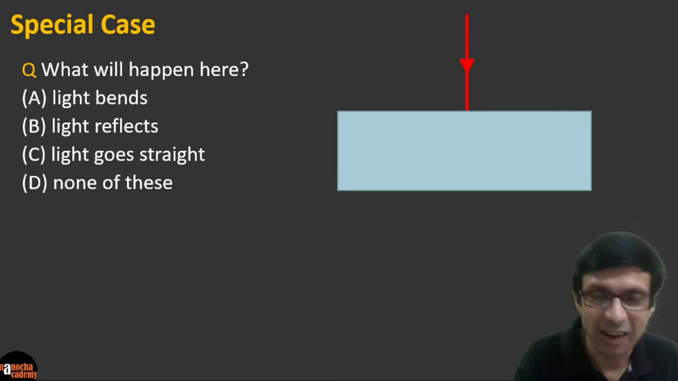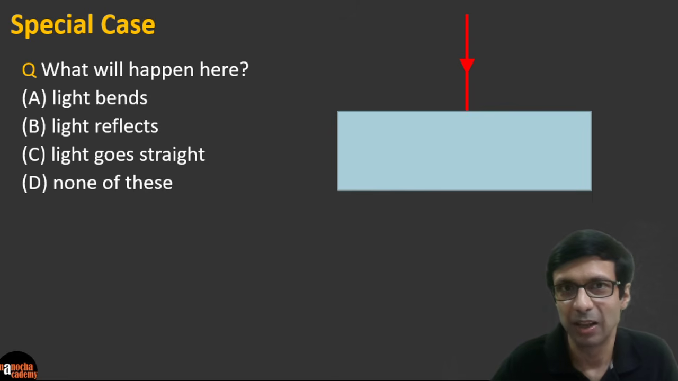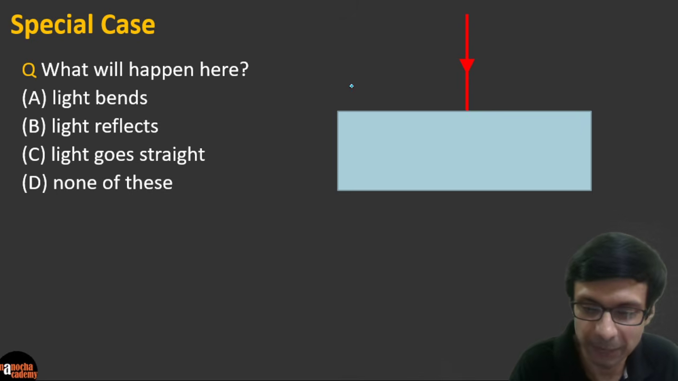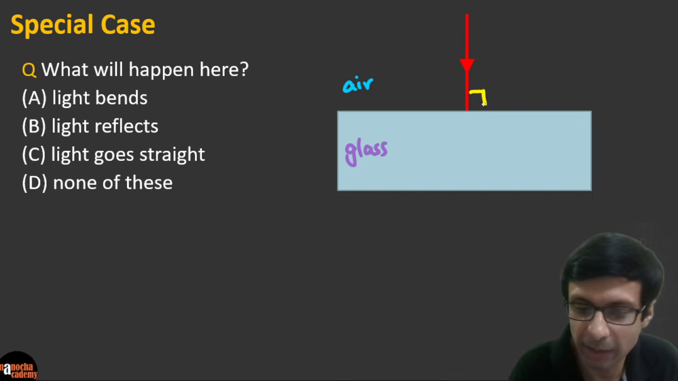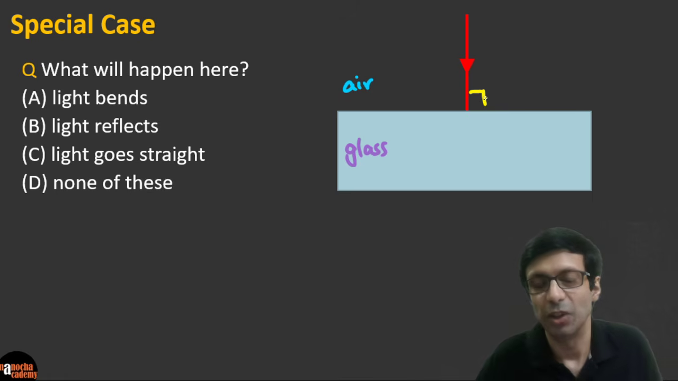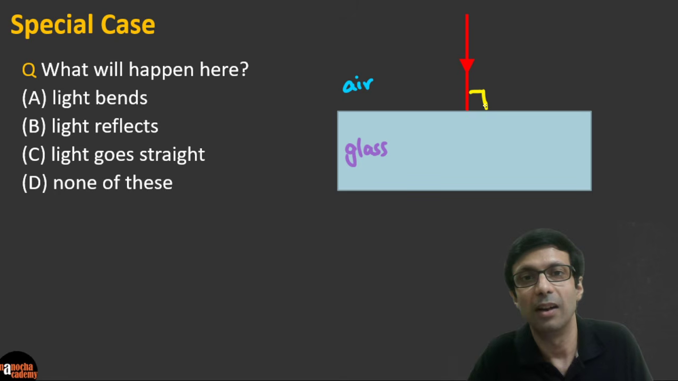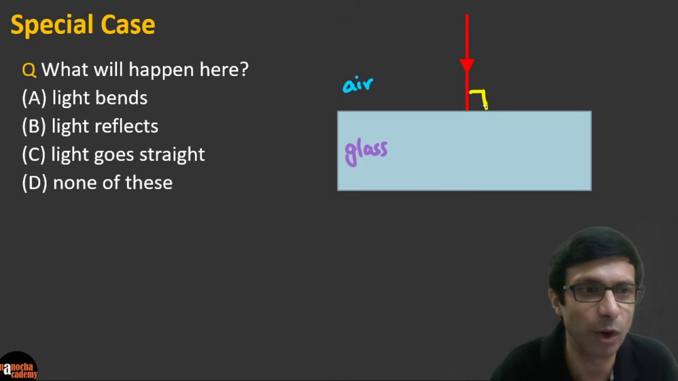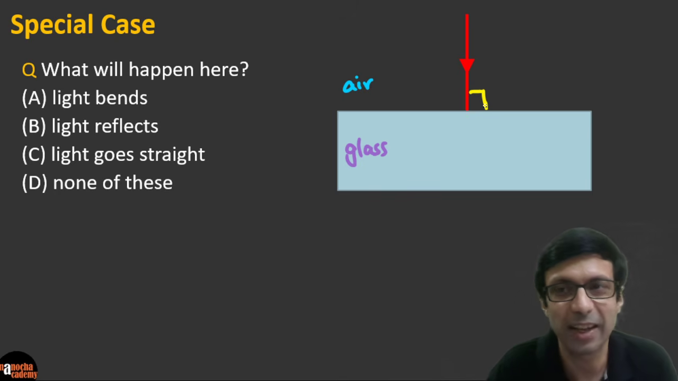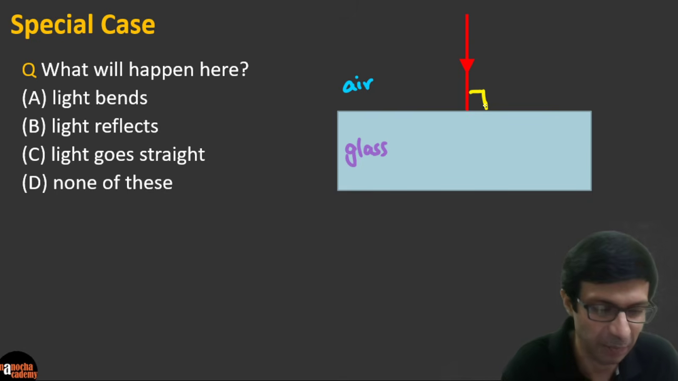So excellent. Now let's take a look at this special case. So guys, can you see here? This ray of light is at normal incidence. So when it's traveling from air to glass, it's been incident at a 90-degree angle here. So can you see? So what do you think will happen here? This is a question for you guys to try. What do you think will happen? Will the light bend? Will the light get reflected? Will the light go straight? Or is it none of these? What do you think, guys, is the right answer for this case? Please try it.